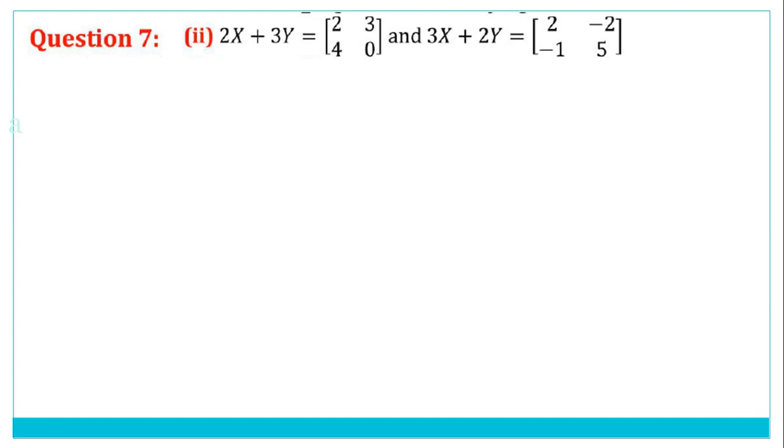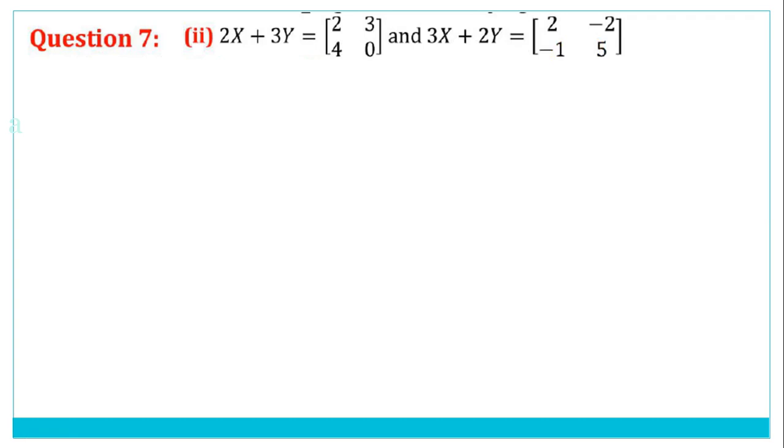We have a question like linear equations in two variables, but in place of the constant c here, we have a matrix of order 2 by 2 in both the cases. So 2x plus 3y is equal to this matrix, and 3x plus 2y is equal to this matrix, and we have to find the values of x and y. So we will use the elimination method, simple and sober.